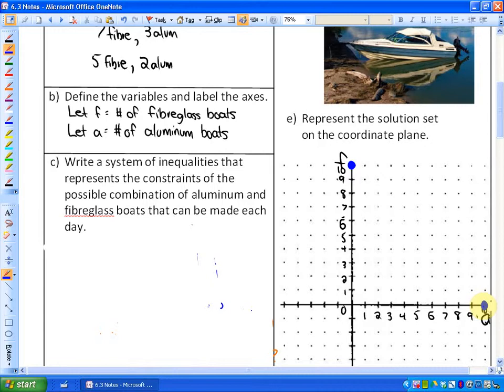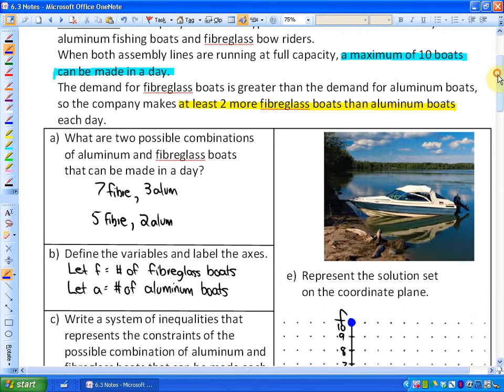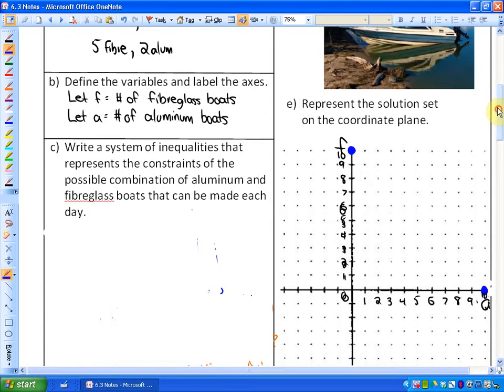And the next thing we have to ask ourselves is, is that boundary line included in the solution or not included in the solution? So are they allowed to, in other words, make 10 boats in a day? If it says a maximum of 10 boats, then 10 boats is a possibility, so that boundary line will be included.